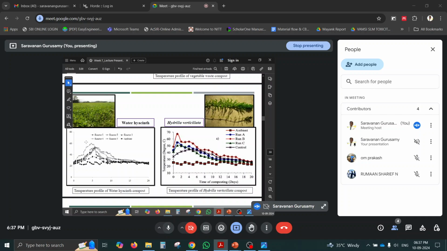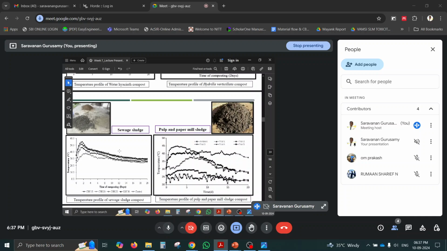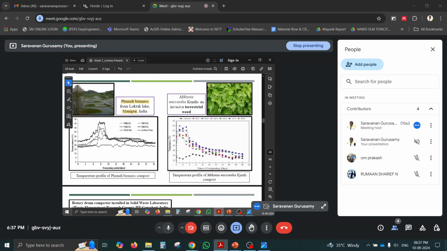Water hyacinth you can see is reaching 70 degrees temperature, and Hydrilla verticillata, sewage sludge, and paper and pulp industry waste are all following the same phases: a growth phase, an active decomposition phase, and the maturation phase. We are getting the result in 20 days itself. And Pumdi biomass, you can see in Manipur, is a plant waste, and some terrestrial weeds we can also use in this type of in vessel composting.